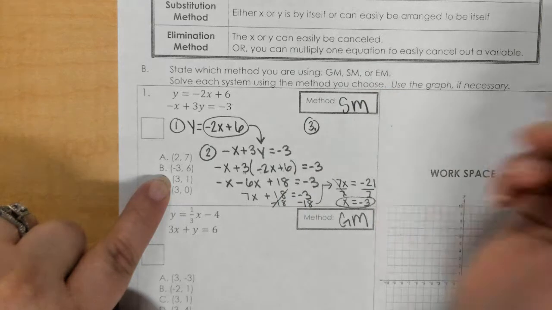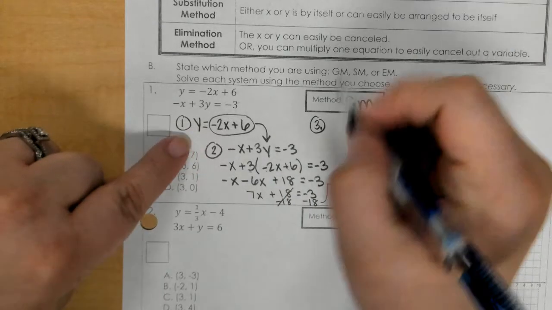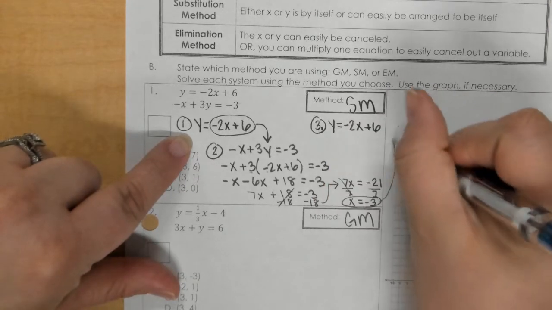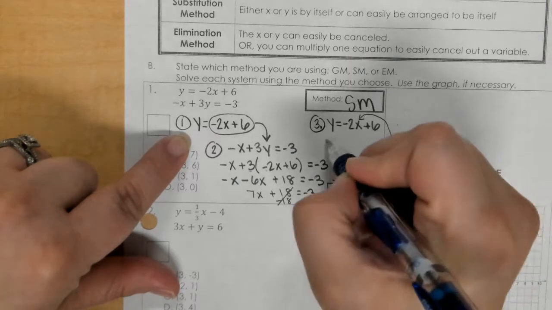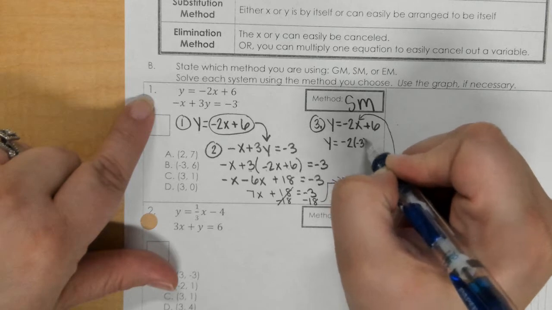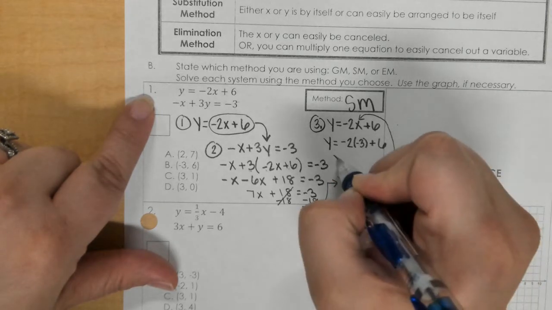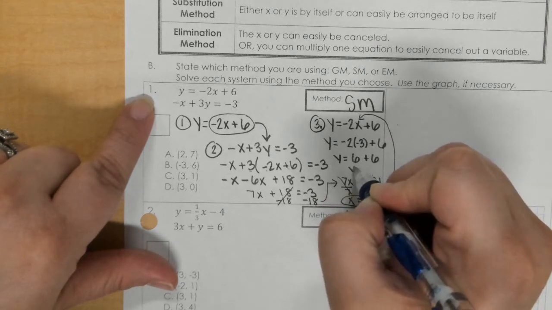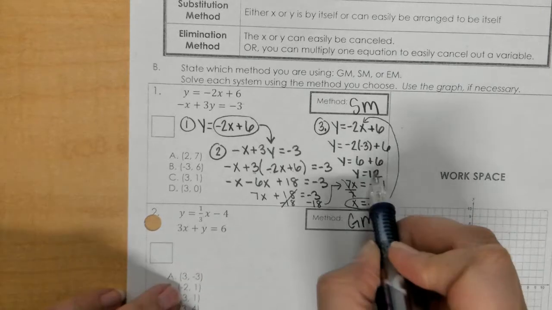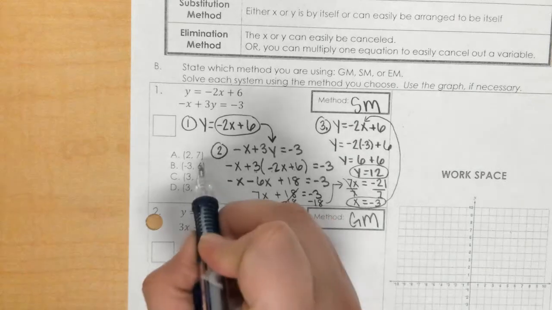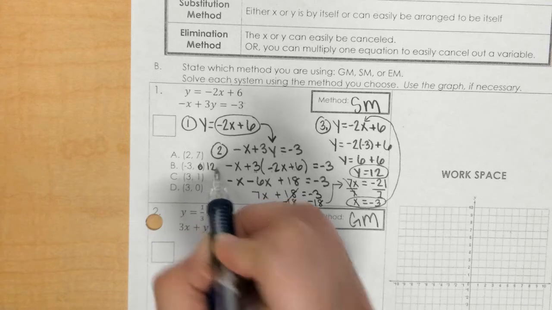Okay, step 3, I plug that back in to this first equation. So, the negative 3 goes in for x. We have a positive 6 plus 6, and that's 12. So it looks like our answer isn't listed here, so there must be a typo. So let's just make this 6 a 12.